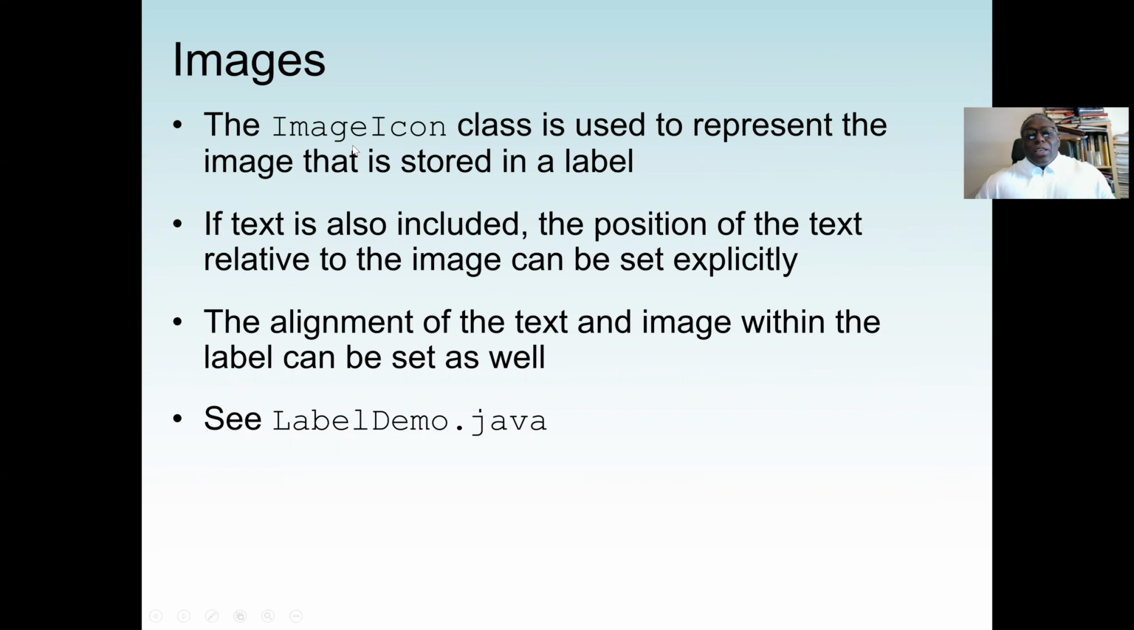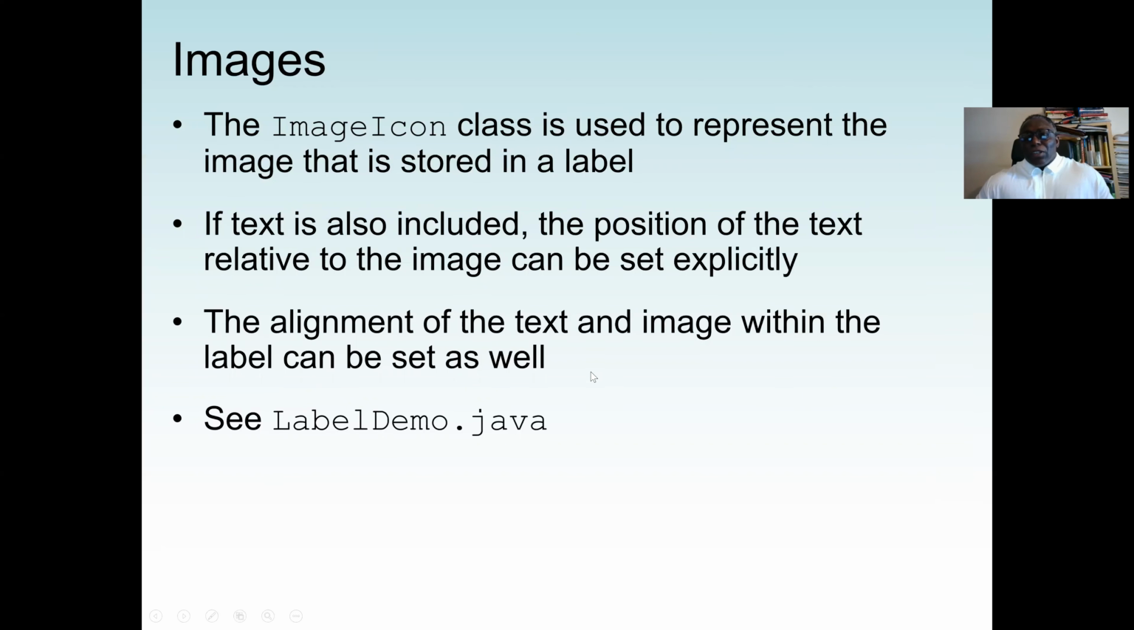So we have to use the ImageIcon class. The ImageIcon class is used to represent the image that is stored in a label. Now, if text is also included, the position of the text relative to the image can be set explicitly, which is very important. We don't want the image and the text to overlap, or the text to be inside the image or hiding behind the image. So we have to set the position of both the image and the text.